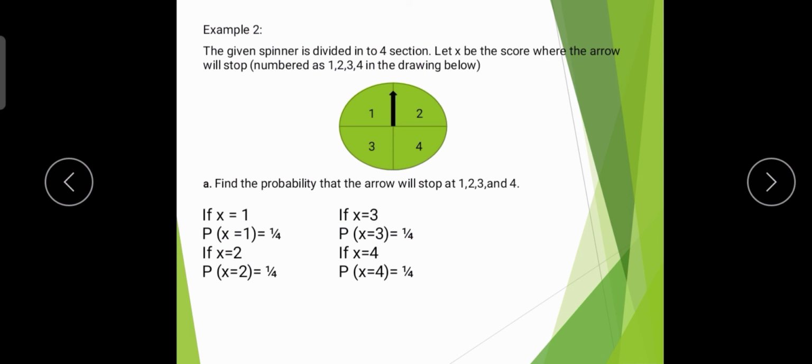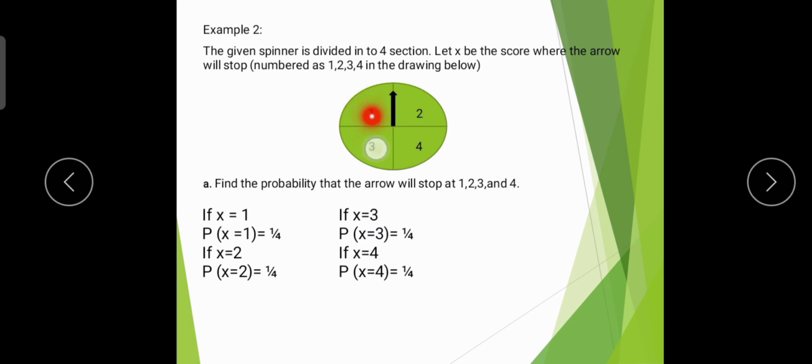Example number 2. The given spinner is divided into 4 sections. Let X be the score where the arrow will stop, numbered as 1, 2, 3, 4 in the drawing below. So, meron tayong spinner dito. Ang hanapin is, find the probability that the arrow will stop at 1, 2, 3, and 4. So, if X is equals to 1, ano daw yung probability na magtama siya sa number 1?